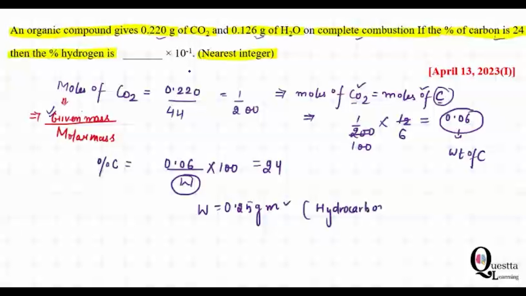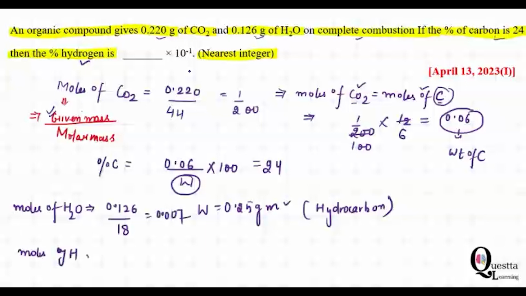Now let us do the same with the moles of water, and the same for hydrogen. We have 0.126, and the molar mass of water is 18. If you solve, it comes out to be 0.007. These are the moles. Now, how will you calculate the moles of H atom? Here we have to find the hydrogen.